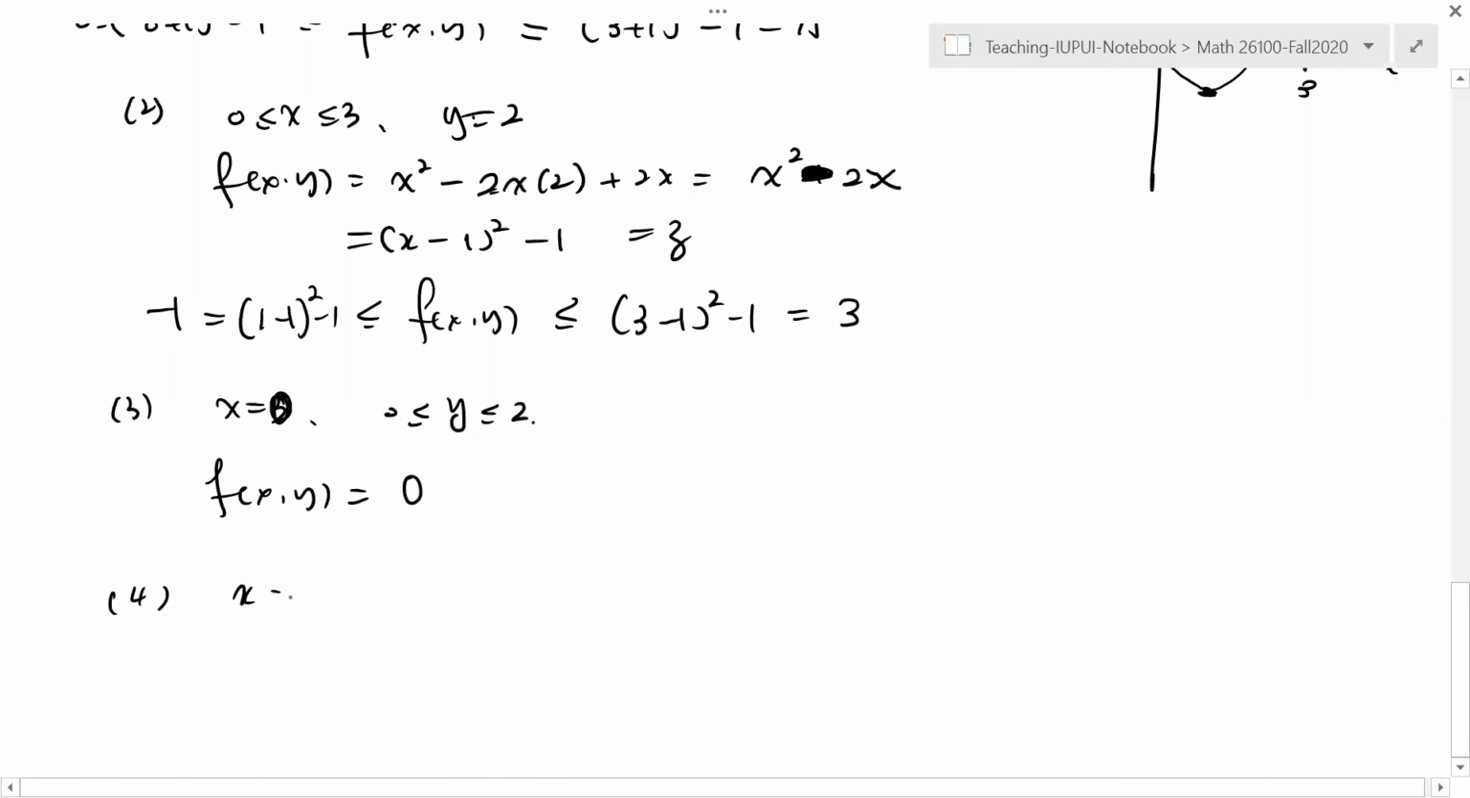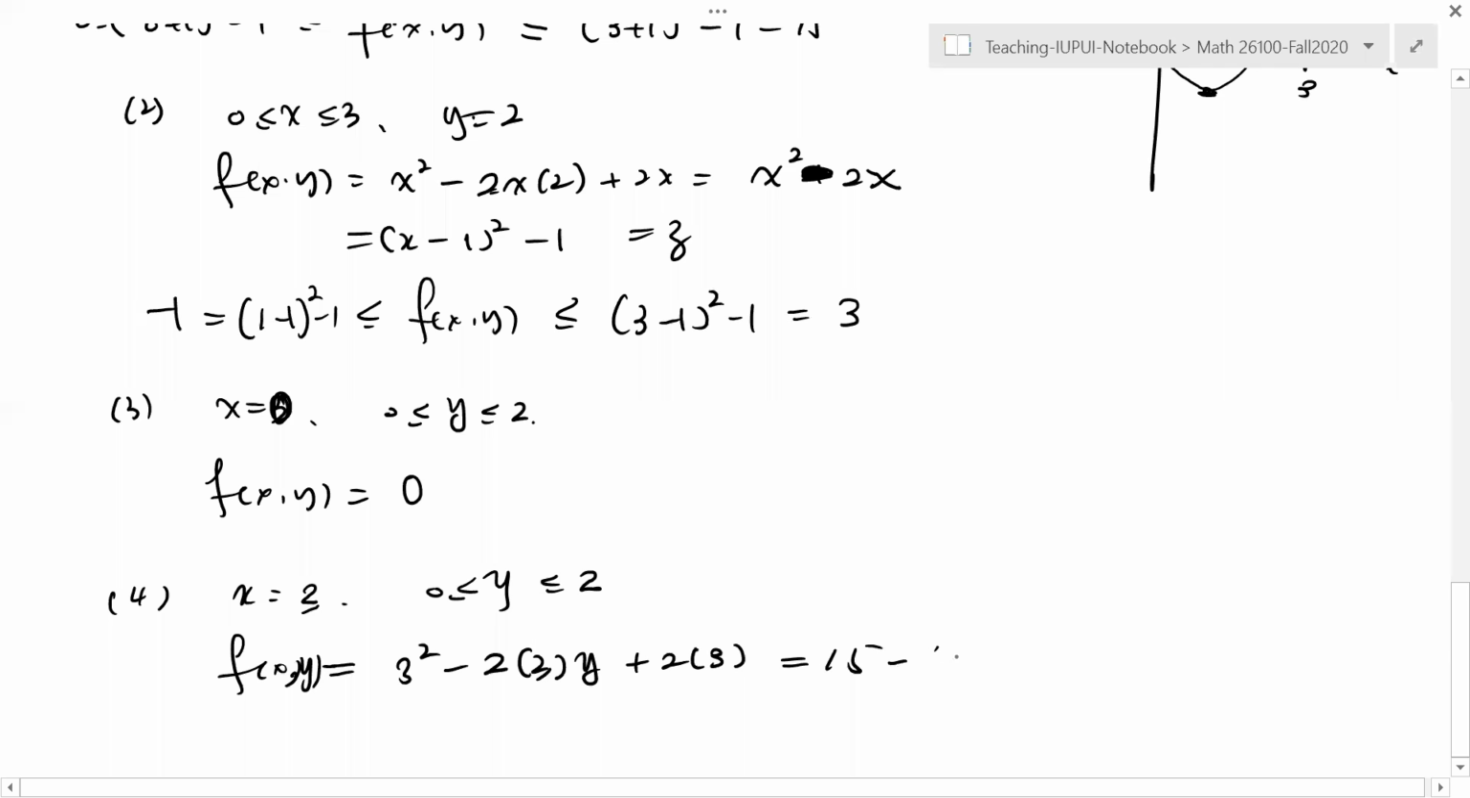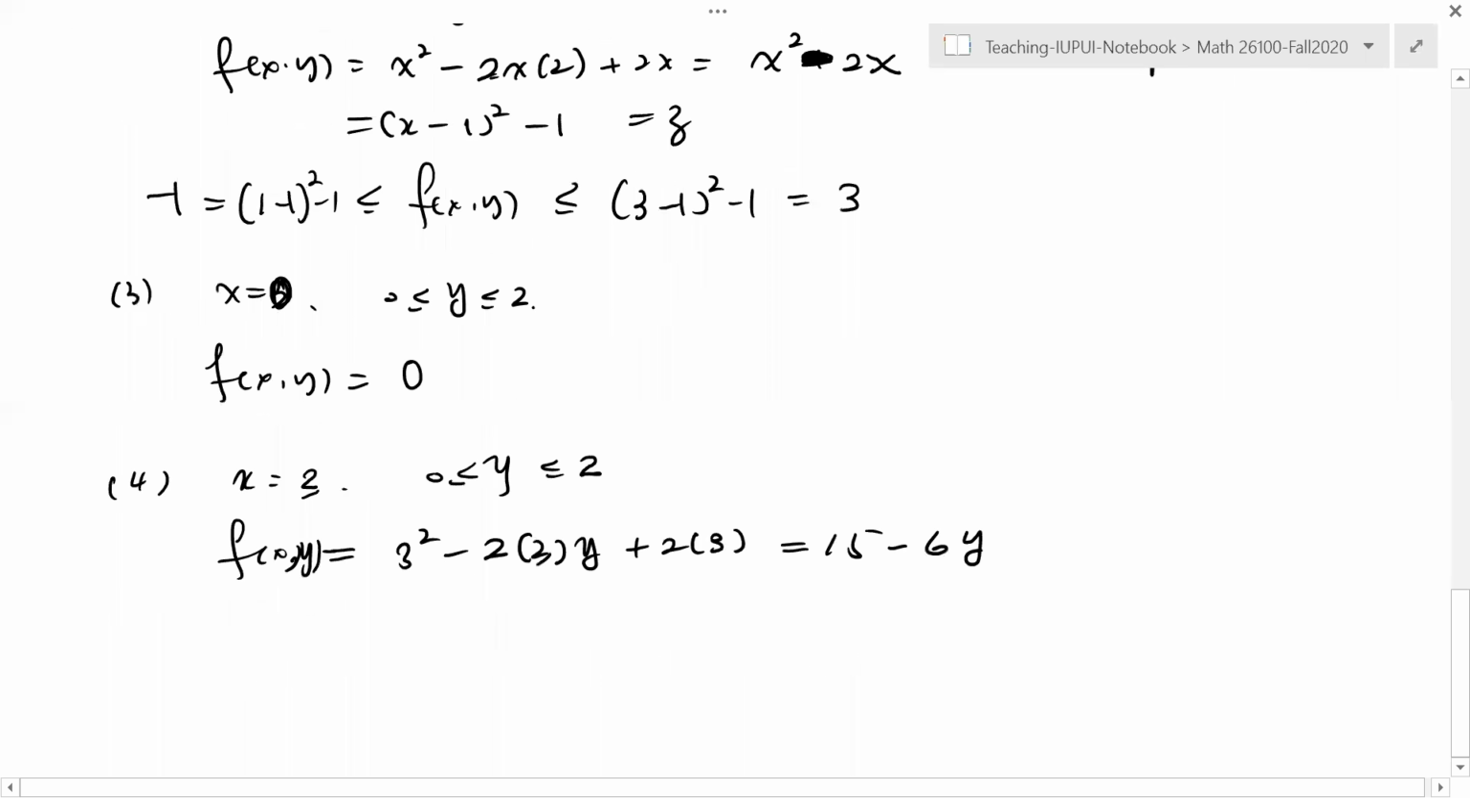The fourth one is when x equals 3. In that case, f of x, y is going to be 3 squared minus 2 times 3, where x becomes 3, plus 2 times 3. So you simplify it, you get 9 plus 6 is 15, minus 6y. But this is a linear function. Now for the linear function, what is the maximum value and the minimum value for y between 0 and 2? When y equals 0, you get 15.